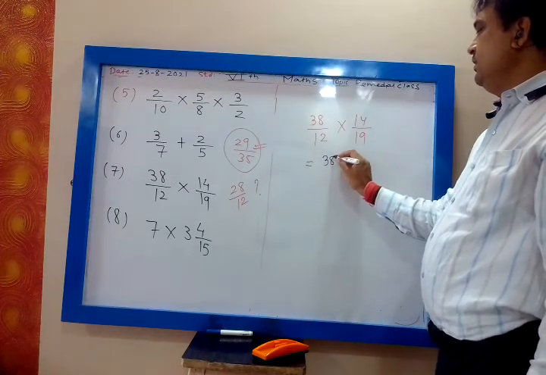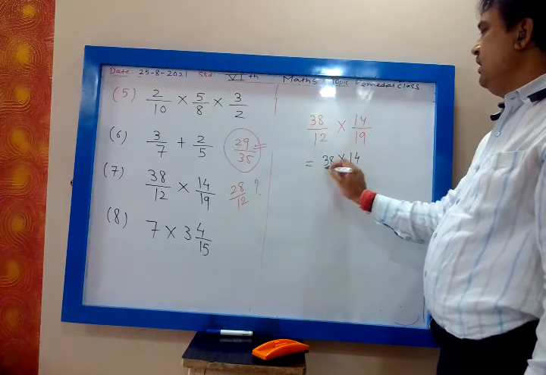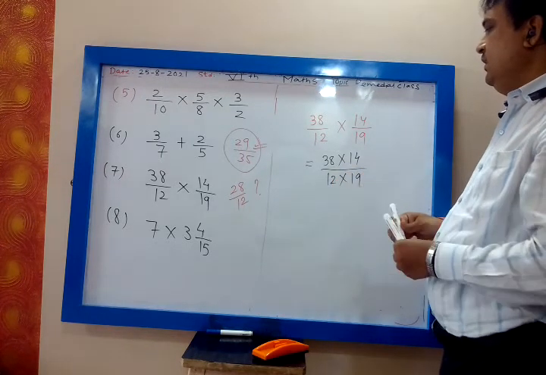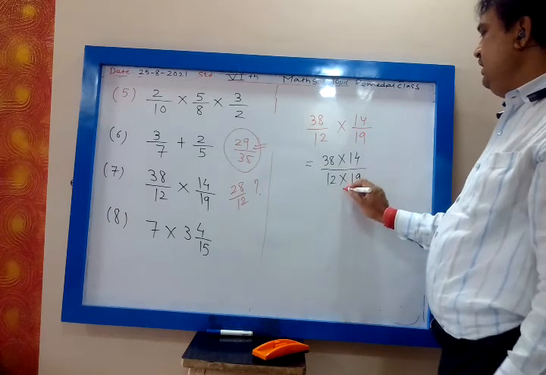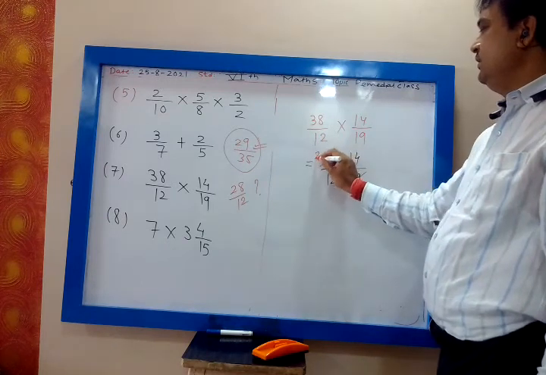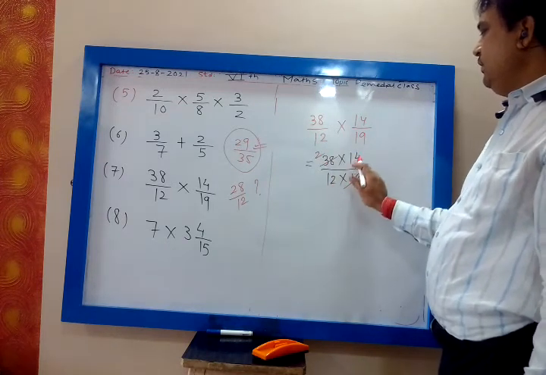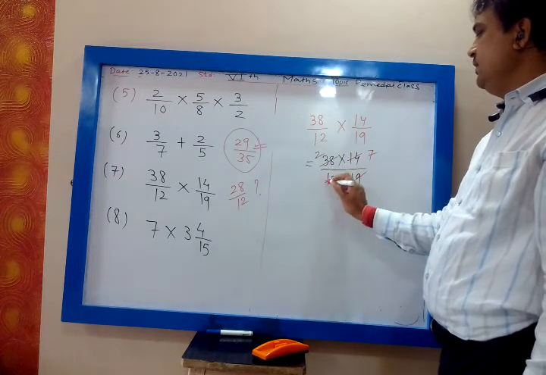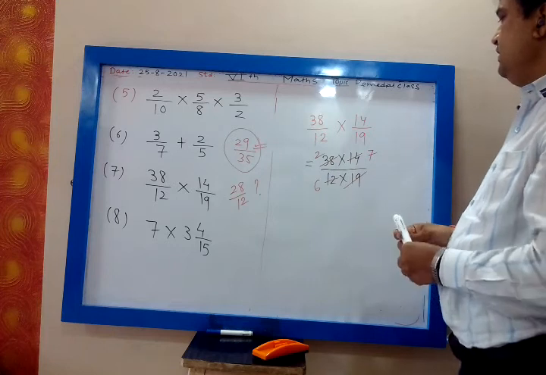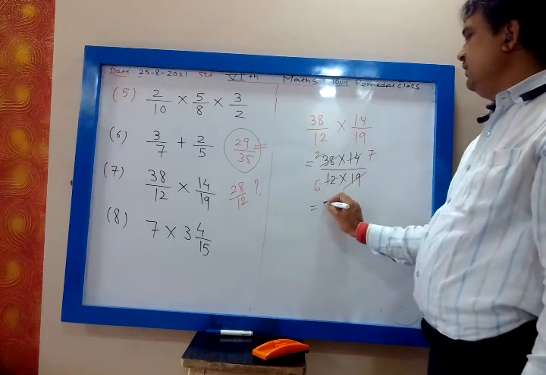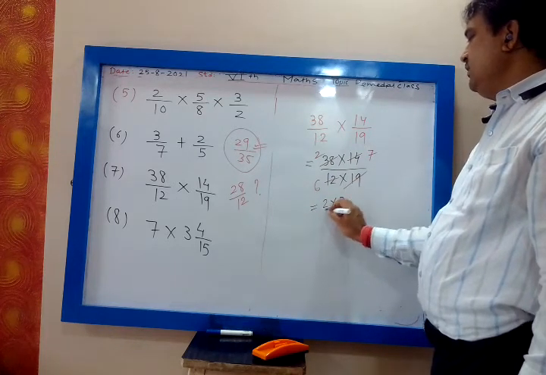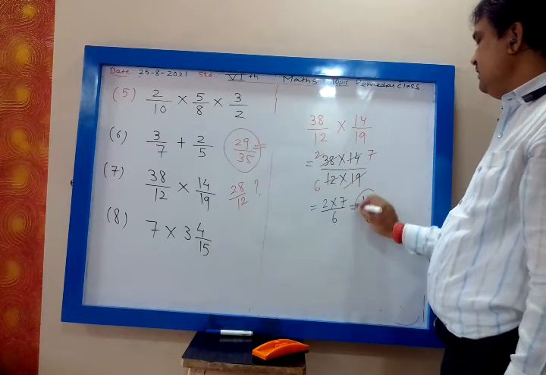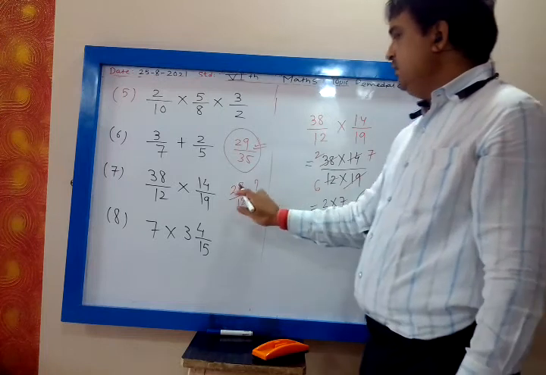Numerator into numerator: 38 into 14 upon 12 into 19. Now 19 twos are 38. Then 12 and 14 you can cancel. 7 twos are 14. 6 twos are 12. So answer is 2 into 7 upon 6. That is 14 by 6. See, your answer was correct, but this is not the lowest term.